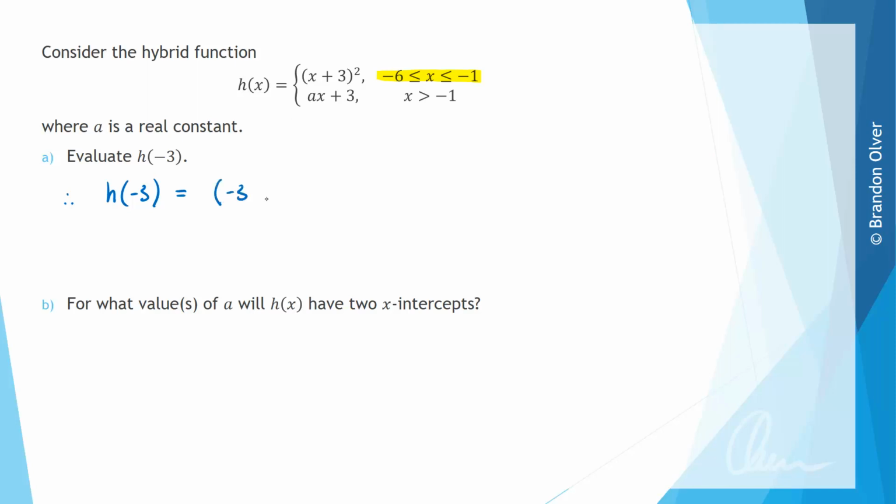So we'll have -3 plus 3 squared, and -3 plus 3 is 0, and 0 squared is 0. So h of -3 simply equals 0. So that is the answer to part A of this question.